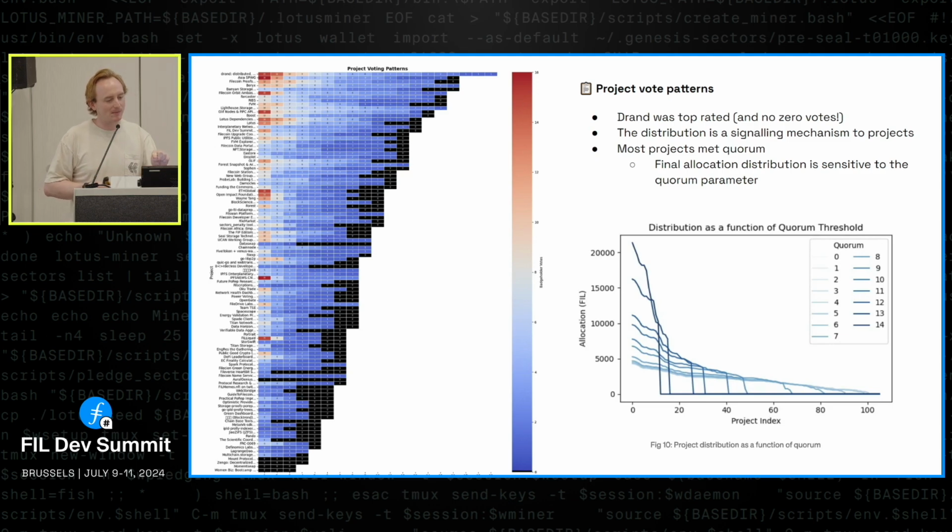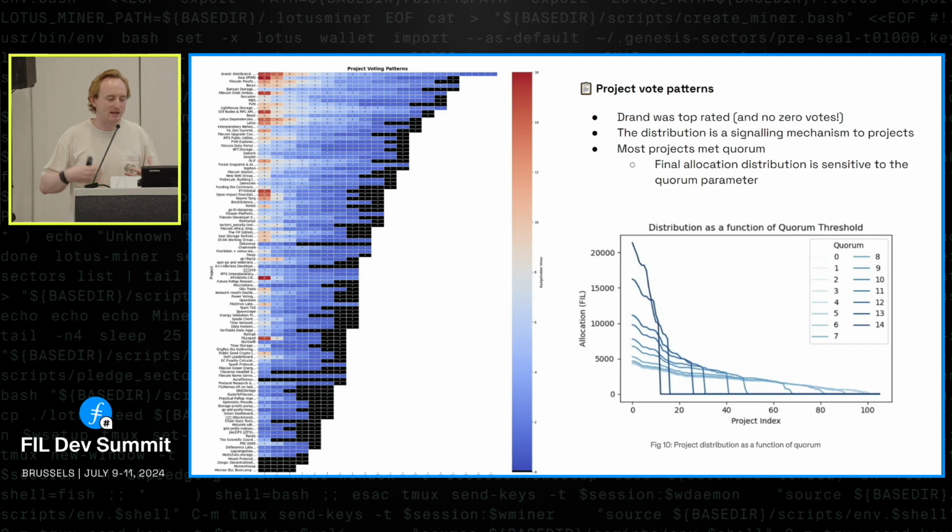Something to note about this image. So in this image, by the way, I should just say, this shows the projects on the y-axis, and on the x-axis it shows the different ballots, and then the coloring is how high the vote was in that ballot.